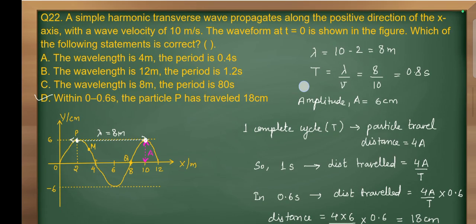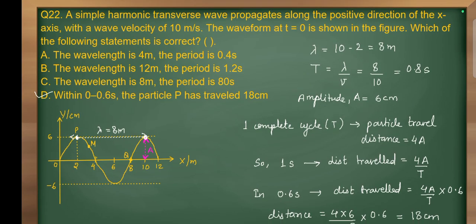Question number 22. A simple harmonic transverse wave propagates along the positive direction of x-axis with a wave velocity of 10 meter per second. The waveform at t equal to 0 is shown in figure. Which of the following statements is correct? Here, lambda, that is the wavelength, is the distance between two crests or two troughs. So here lambda will be equal to 10 minus 2, that is 8 meter. And time period is equal to wavelength divided by velocity, which is equal to 8 divided by 10, so it will become 0.8 second.